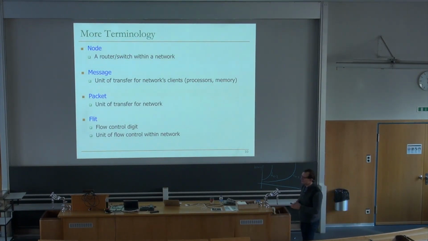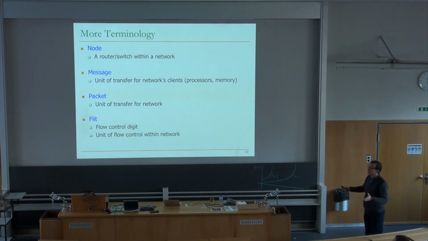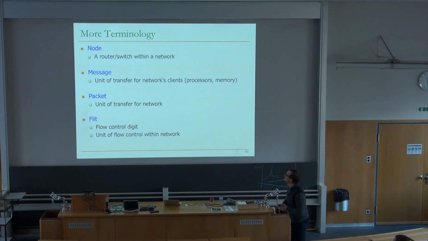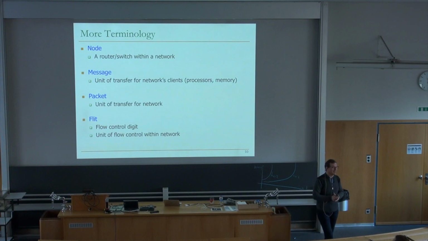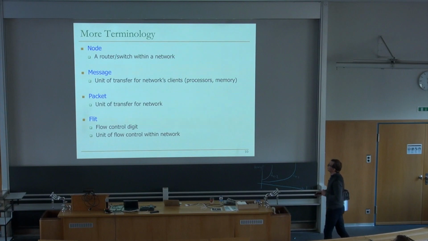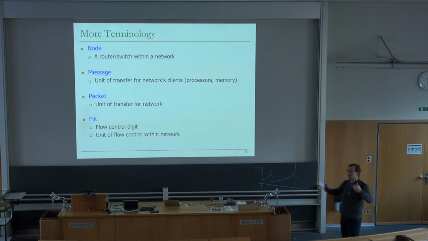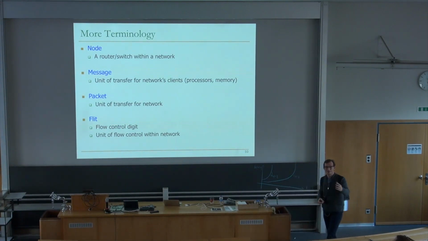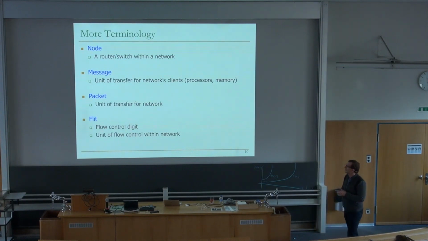So more terminology, node. Hopefully it's obvious, it's a router or switch within a network. A node doesn't need to have a processor, but it can also have a compute unit. It's very general. It can just be a router. Message is the unit of transfer for network's clients, basically processors and memory. Essentially, this is the thing that you want to communicate at the higher level. A processor wants to send a message to memory, for example, and the message may be, I want to write to this location. And that message is broken down into packets. Packets are essentially the unit of transfer for the network.